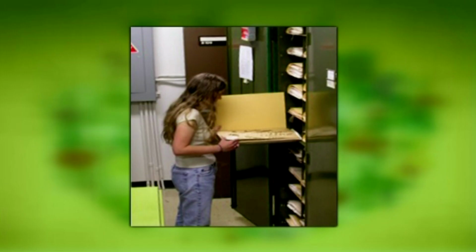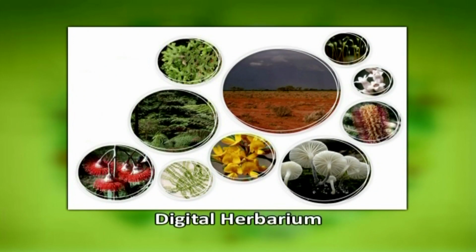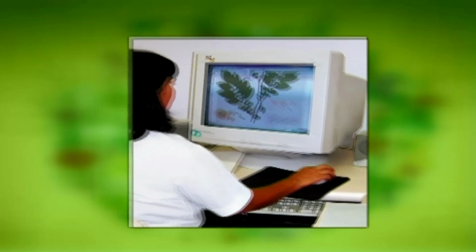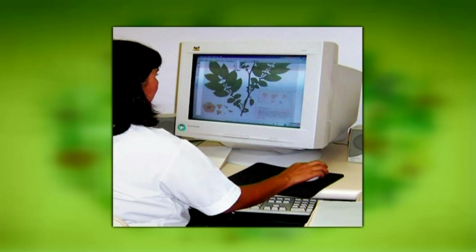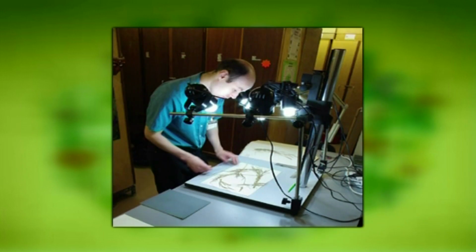Now let us discuss the digital herbarium, because it is a recent phenomenon that herbaria are becoming more digital in format. These digital herbaria are sometimes also called electronic herbaria. What are digital herbaria? It is a herbarium in a digitized format. That means it contains a collection of digital images of the preserved plants or plant parts.